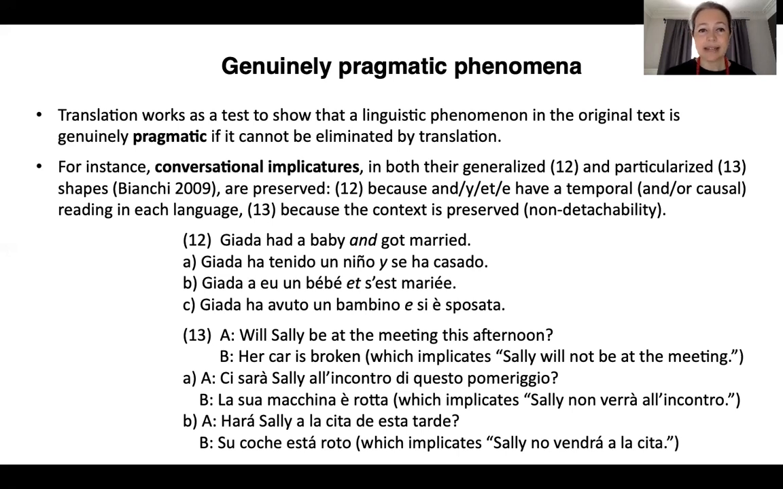Also in sentence number 13, where there's a conversation between persons A and B, where A asks, will Sally be at the meeting this afternoon? And B answers, her car is broken, implicating that Sally will not be at the meeting that afternoon. This can be preserved in Italian translation A, and also in Spanish in translation B, because the context is preserved, and because of the characteristic non-detachability of conversational implicatures.